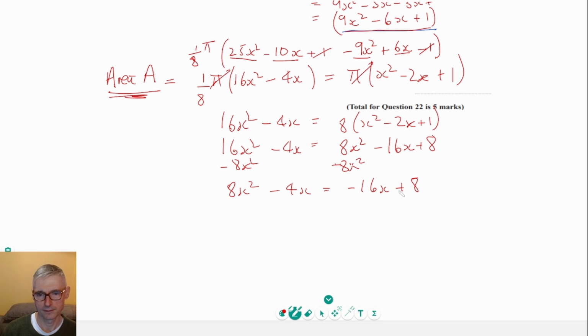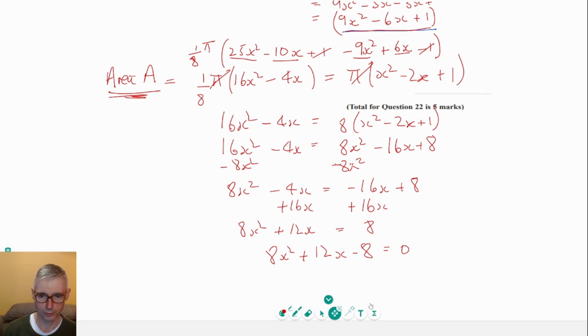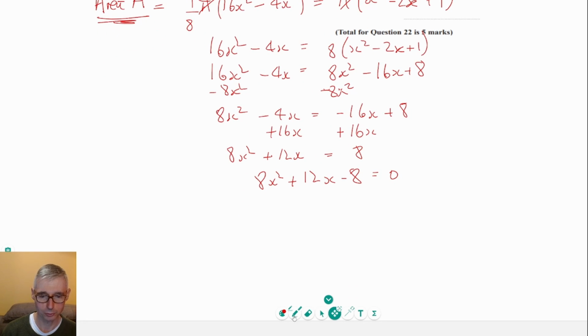You may be able to do this a lot quicker, all in one go, in fact, but I'm just demonstrating this. So we now have to add 16x to both sides. And if we do that, that simplifies to make 8x squared plus 12x equals 8. I'm just going to take away 8 from both sides, and that will give us 8x squared plus 12x minus 8 equals 0.